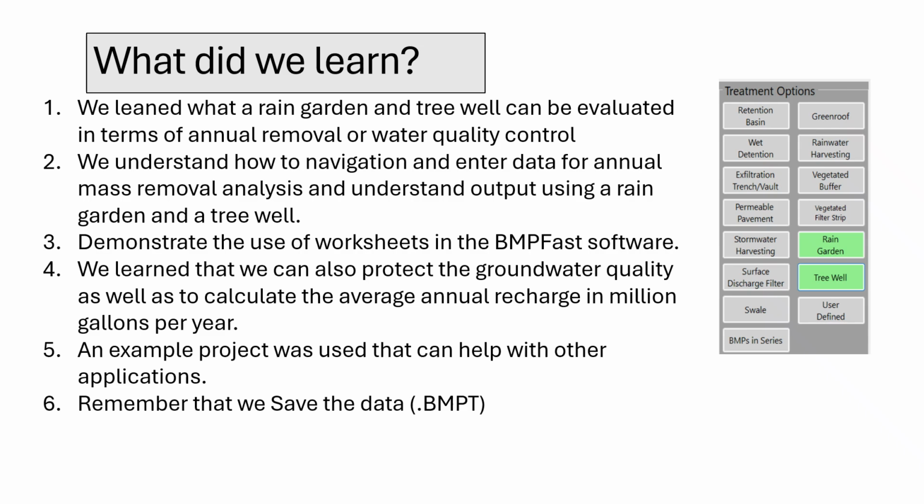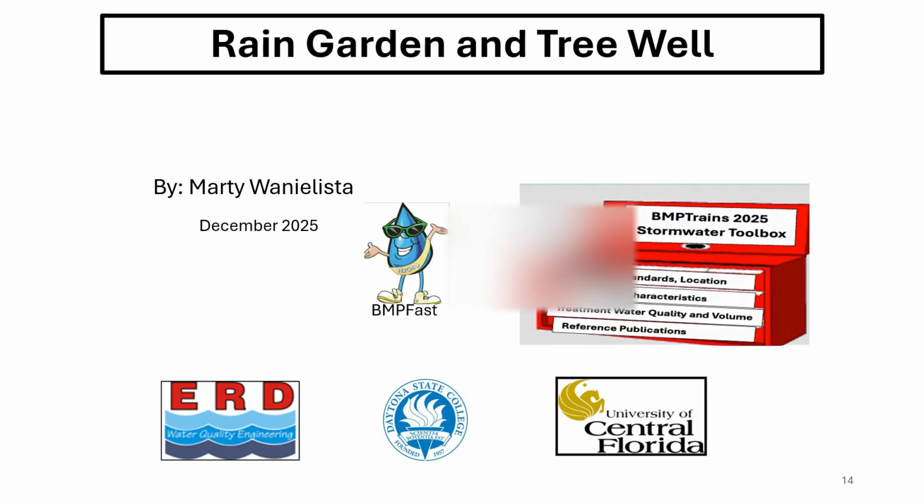Remember, it's crucial to save your data in the BMPT format for any future adjustments or further understanding. With this, you've completed your exploration of rain gardens and tree wells. We encourage you to review other learning modules as needed to solidify your understanding. When you feel ready, you can apply to take the competency test, and you'll find all the details for that in the module called Self-Test.